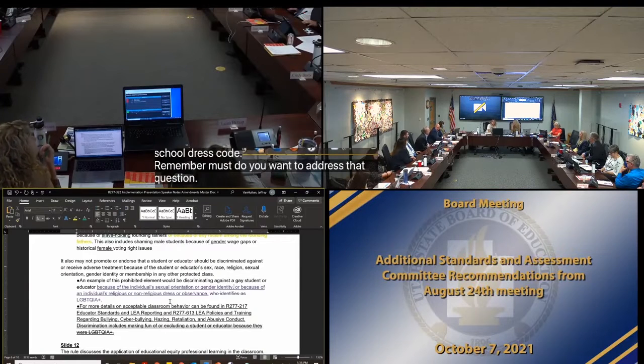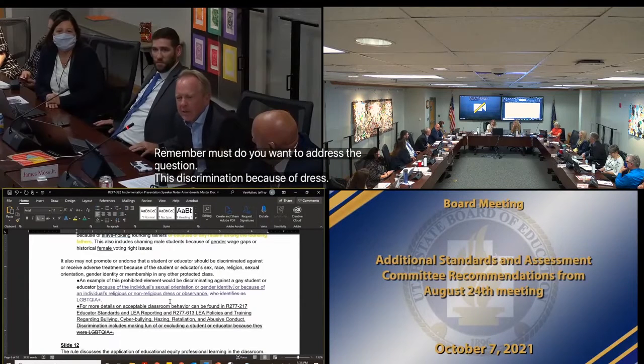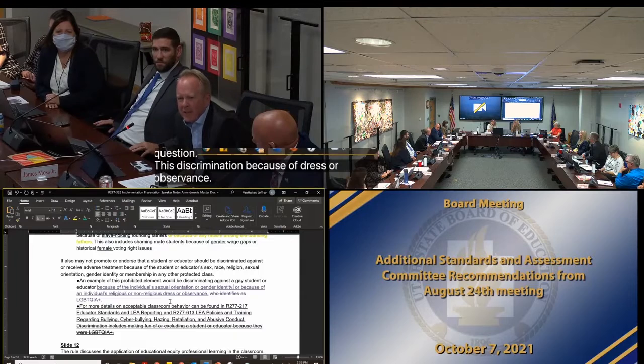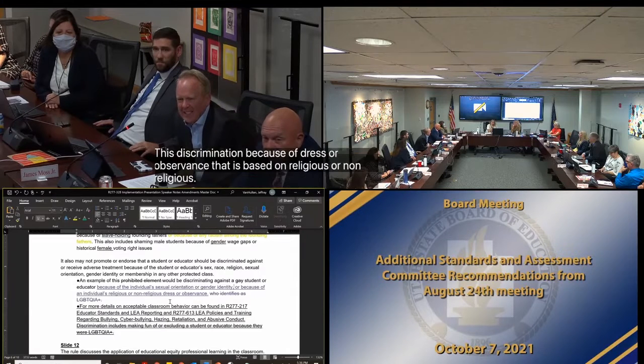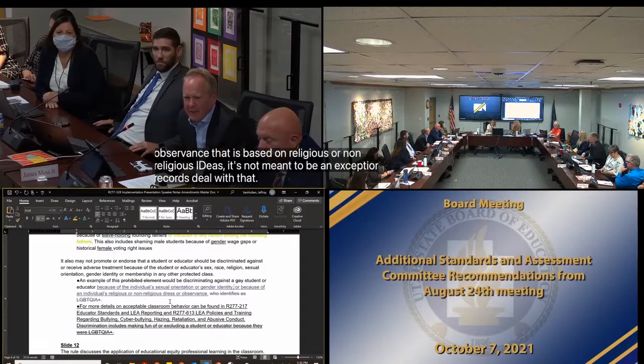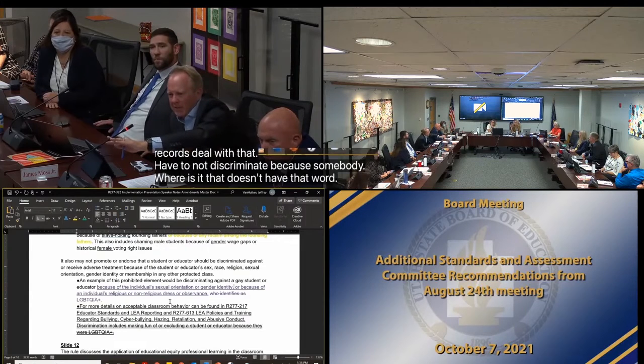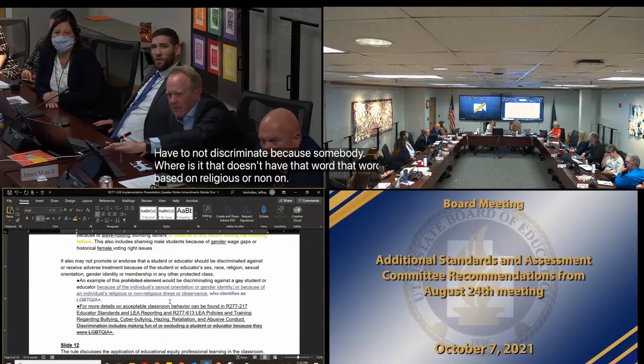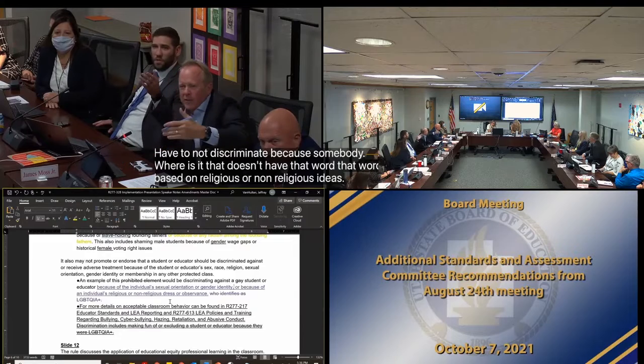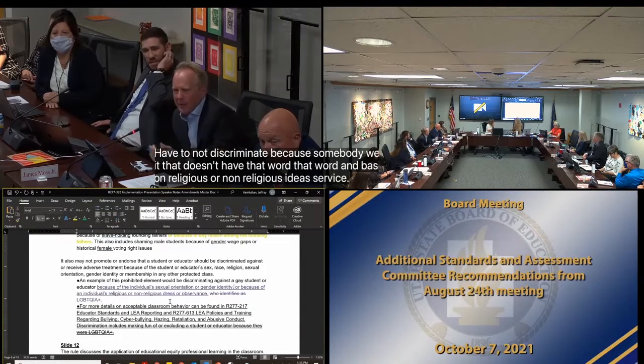This is about discrimination because of dress or observance that is based on religious or non-religious ideas. It's not meant to be an exception. I mean, courts deal with that. You have to not discriminate because somebody wears it. Should we add that qualifying word, based on religious or non-religious ideas? No. The idea is to protect dress or observance.